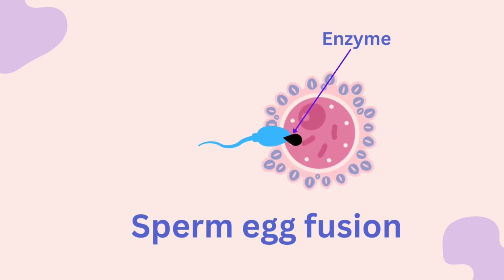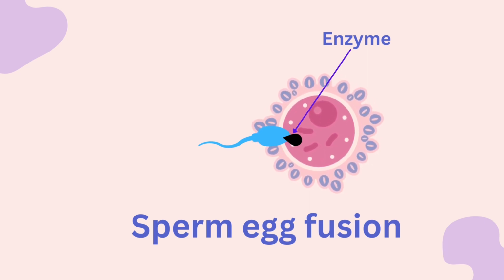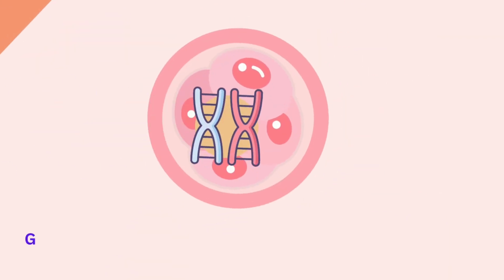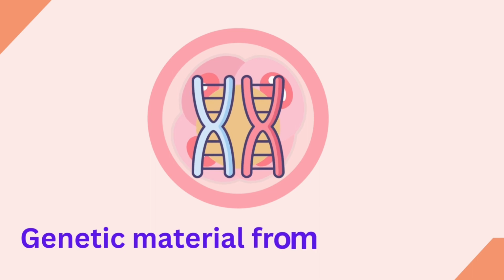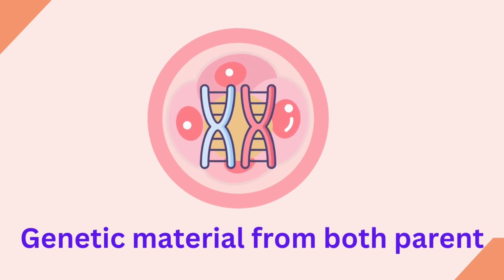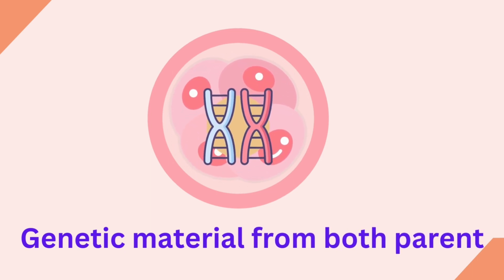With the fusion of the sperm and egg, the zygote is formed. This zygote contains the genetic material from both parents. It's the first step in the development of a new individual with a unique combination of traits.